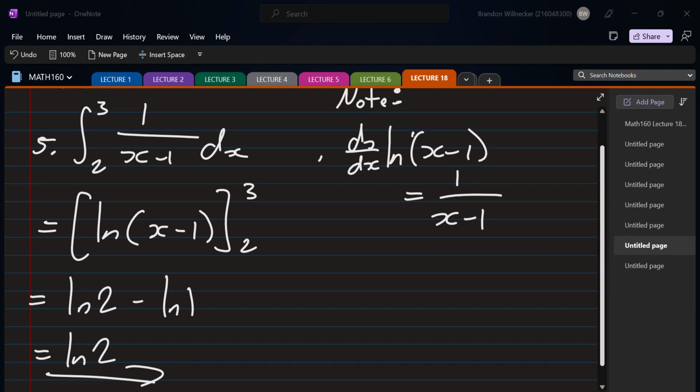So anything that looks like 1 over x, we're going to be using the natural log. Later on we'll look at 1 over ax plus b, so something a bit more complicated. If you have a coefficient in front of the x, it's a bit more complicated than that, but it's the same idea. It will be the natural log with a little bit added on. But for now you can just add this to your list. Any questions on this?